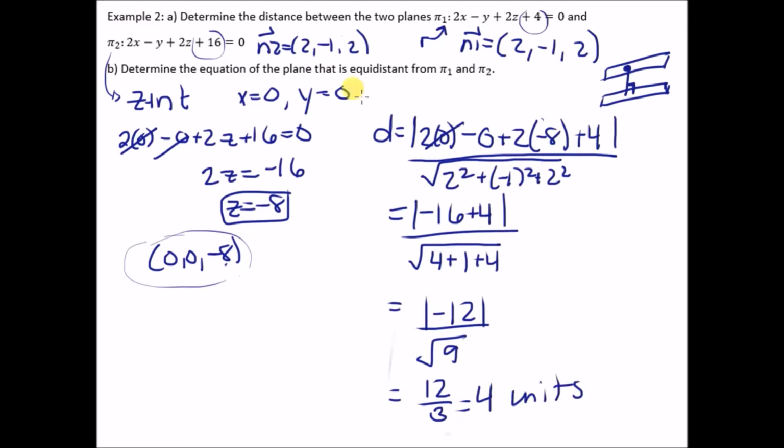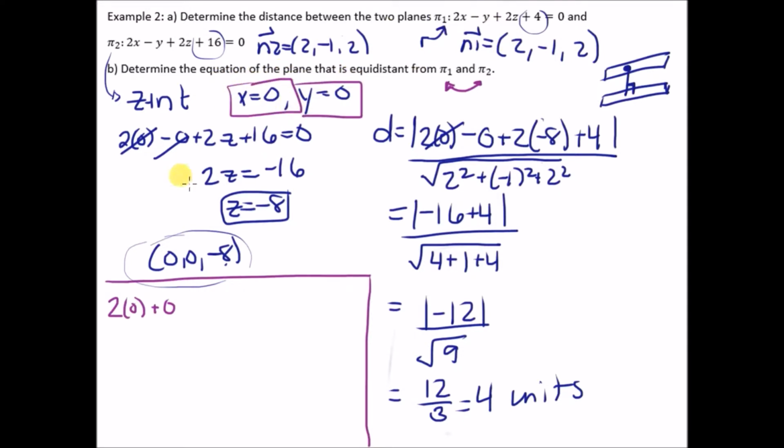Okay, so the distance between these two planes is 4 units. Here's a little bit of an extension onto this question. I'm just going to put this in purple. Determine the equation of a plane that's equidistant from these two planes. We start with the fact that we already know the z-intercept of the second plane. So we're going to find the z-intercept of the first plane. Let's sub in again x equals 0, y equals 0, but for plane number 1.